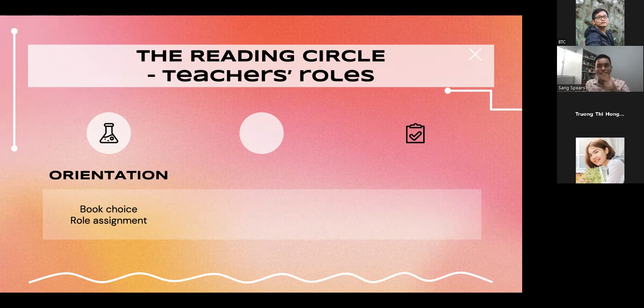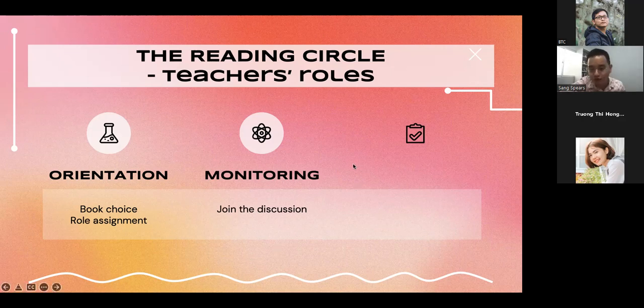And the role assignment here also means that after each club, you can help the student to switch their role so that they can have more experience in different roles in their club, so that they can make a choice for further learning. The second thing is during the talk, during the club, you will need to go around, join the discussion, and monitor their discussion as well. But don't try to test them, okay? Don't try to test them.